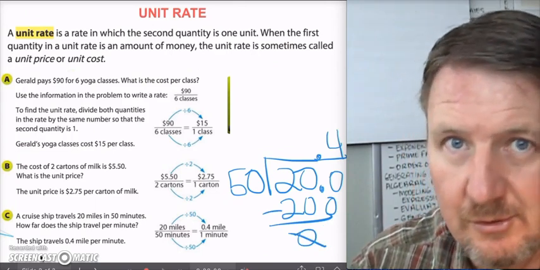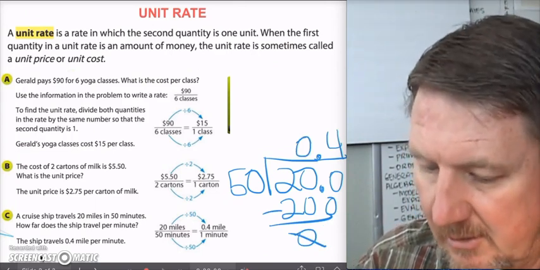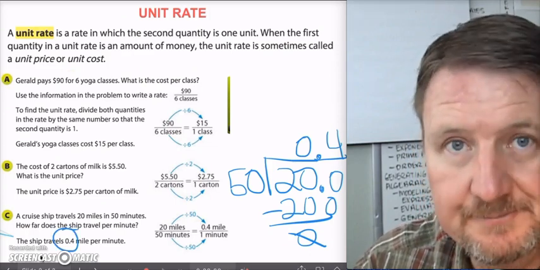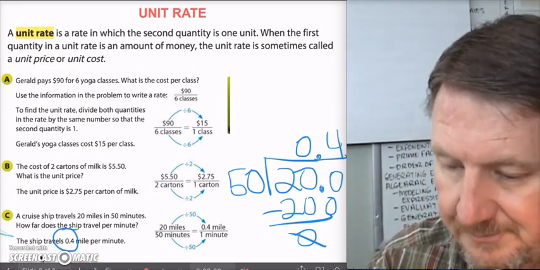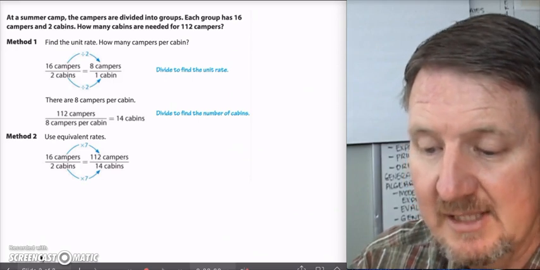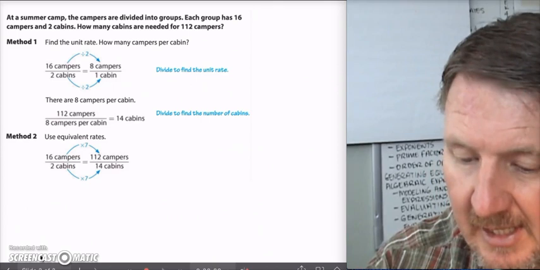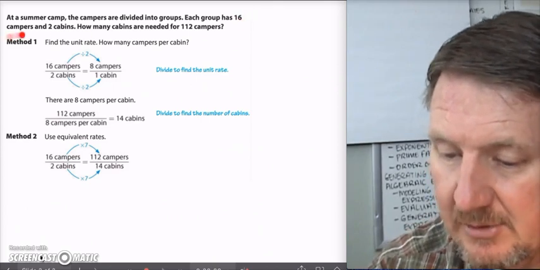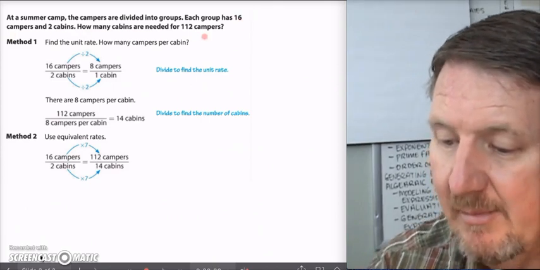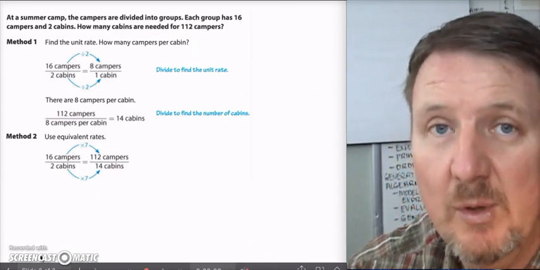Okay, so 0.4 is going to be your answer, and that's exactly what it says right here. Okay, let's look at one other example. So here it says, at a summer camp, the campers are divided into groups. Each group has 16 campers and 2 cabins. How many cabins are needed for 112 campers?